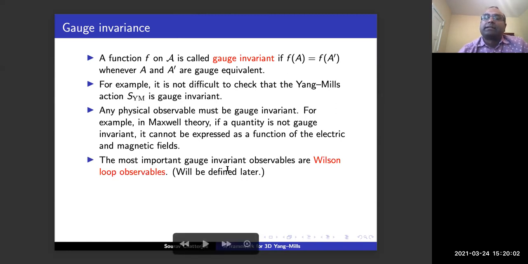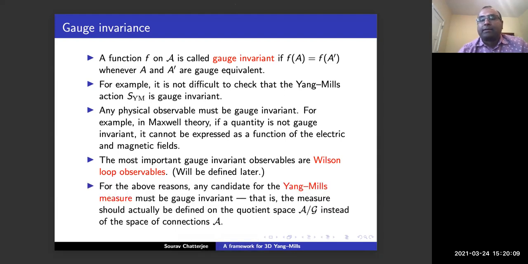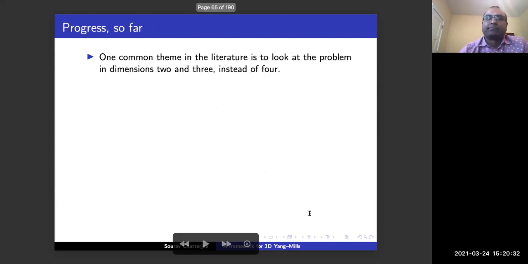The most important gauge invariant observables, perhaps, are the Wilson loop observables. I'll define these later on. For these reasons, any candidate for Yang-Mills measure must be gauge invariant. The measure should be defined on this quotient space instead of the space of connections. In any case, it's very hard to define these measures on the space of connections itself. It's too large, so if you want to define anything meaningfully, somehow it has to be on this quotient space.